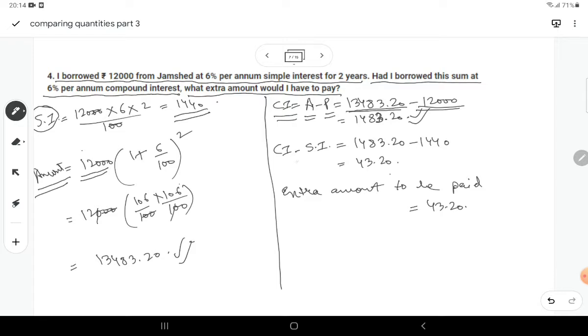1483.20. Now subtracting values to know what extra amount to pay, compound interest minus simple interest comes out to be 1483.20 minus 1440, which is 43.20, which is the extra amount to be paid.